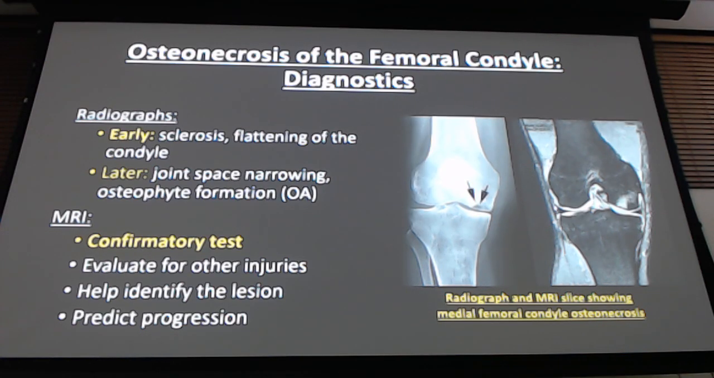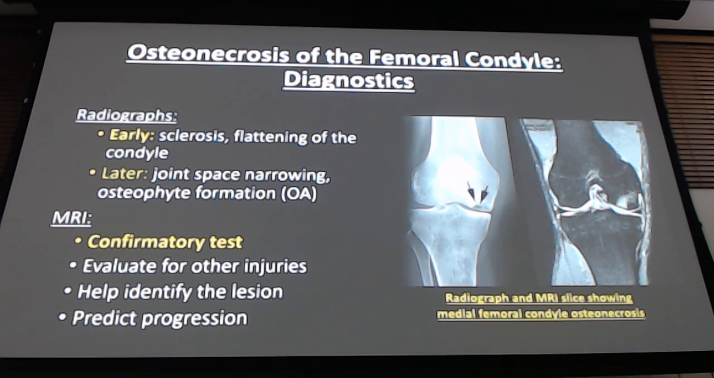Okay? So if you see subchondral cystic formations or things like that on an MRI report, that means it's later. Right? So MRI is a confirmatory test, sure. It helps identify the lesion and predict progression.